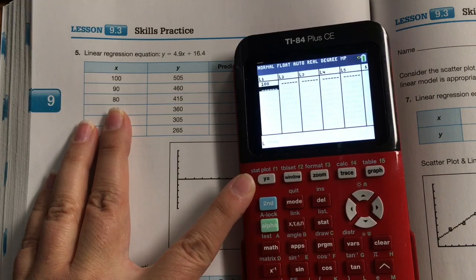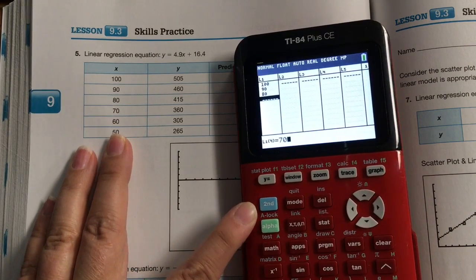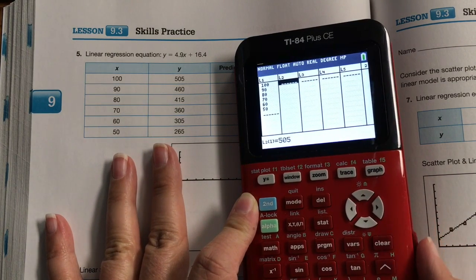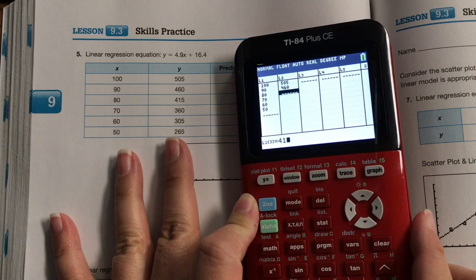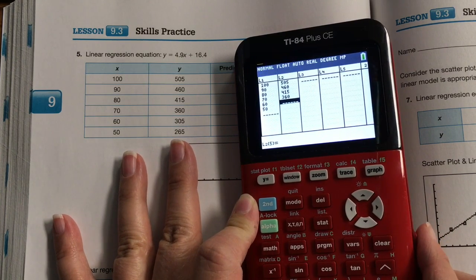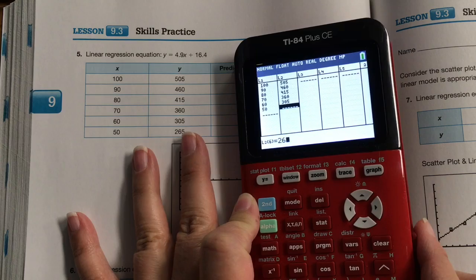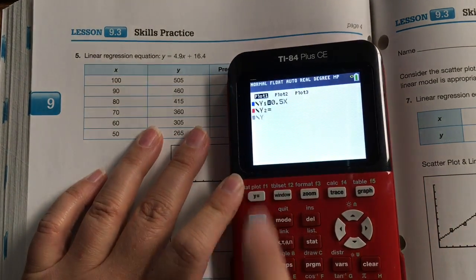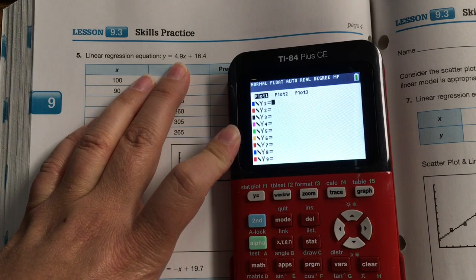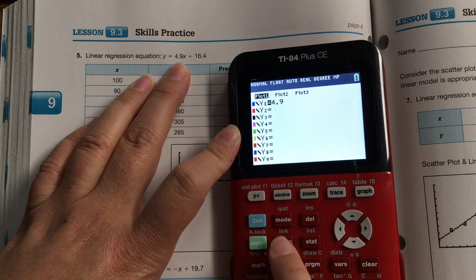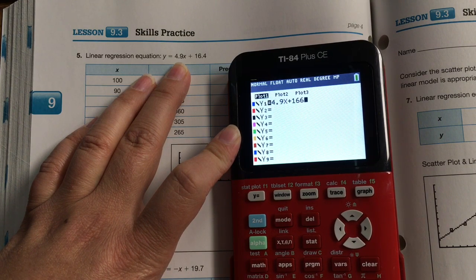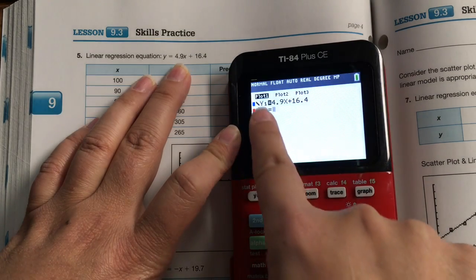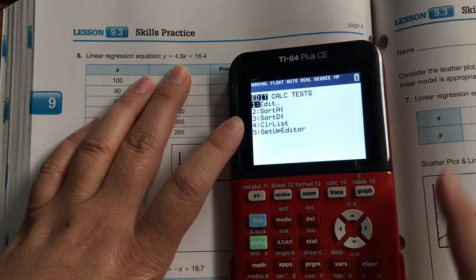So 100, 90, 80, 70, 60, 50, 505, 460, 415, 360, 305, 265, just like that. So I put that in there, and then I go to my y equals, that was the next step. I'm gonna clear this out, and then I wanna do 4.9x plus 16.4. So I put my list in, I put my equation in, and now I'm gonna go back to stat edit and into L3.